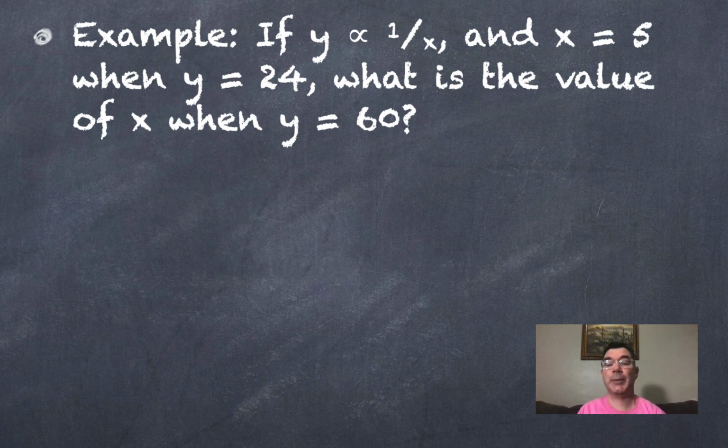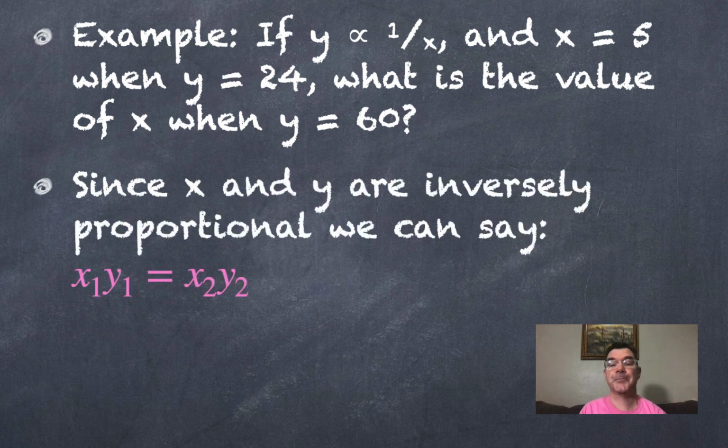So here's an example. If I know that y is inversely proportional to x, which I write as y is directly proportional to 1 over x, and if I know that x equals 5 when y is 24, what is the value of x when y is 60? So since they are inversely proportional, I'm not going to divide them and set them equal to each other. I will multiply each pair and set those equal to each other.